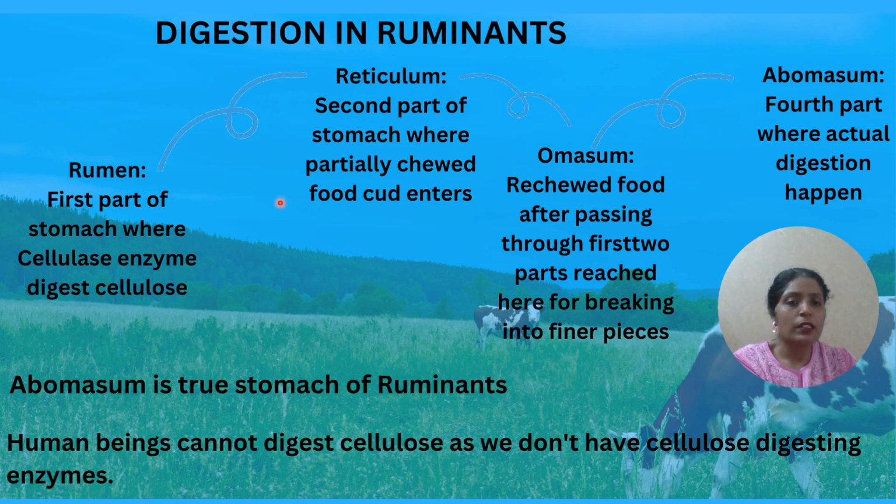Now, after the first part, the food reaches the reticulum, which is the second part of the stomach, where partially chewed food, which we call cud, enters. After this, this food is again sent to the mouth for rechewing. After rechewing, the animal sends the food again to rumen and reticulum, and then it comes to omasum. Omasum breaks this food into finer pieces. And then the food reaches the fourth part, abomasum. Abomasum is the actual or true stomach where actual digestion takes place.